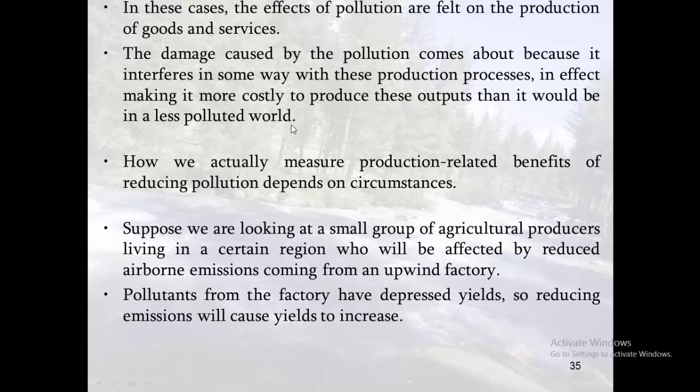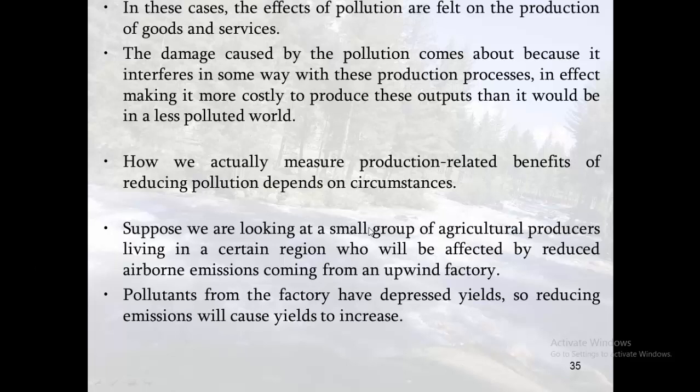In all these cases, if we produce the agricultural output in the absence of pollution and with pollution, there will be a difference between the outputs. Production with contaminated water and production without contaminated water, we can note the difference in the production. How we actually measure the production-related benefits of reducing pollution depends on the circumstances, the conditions, the purposes, and the objective.